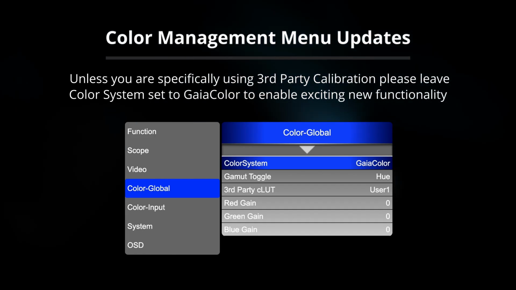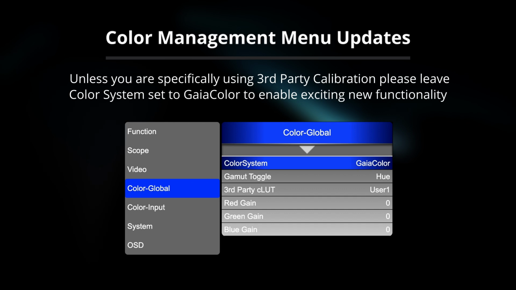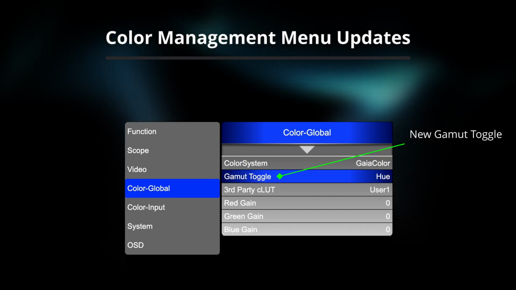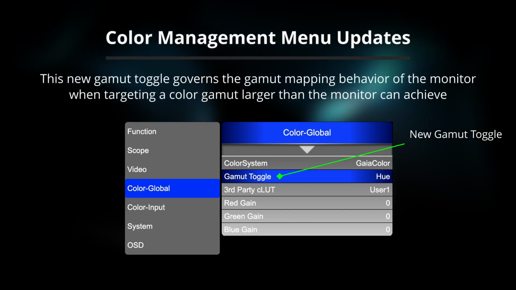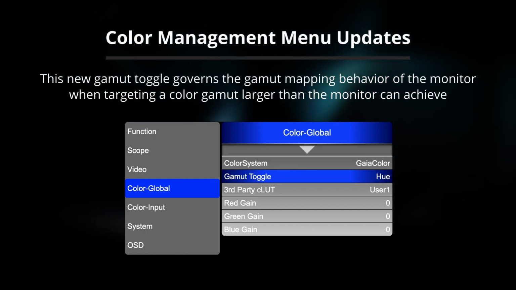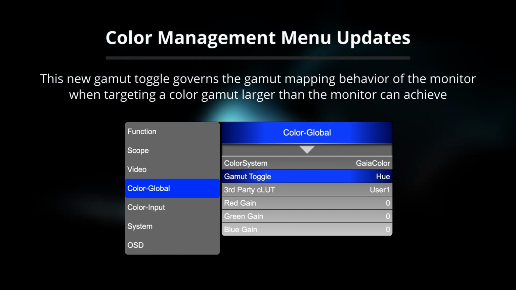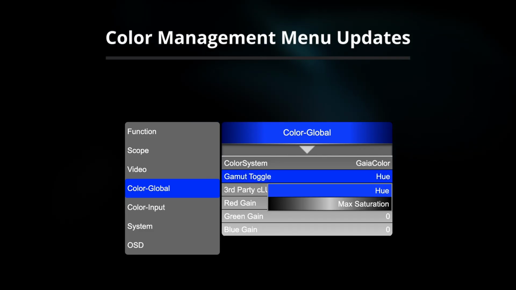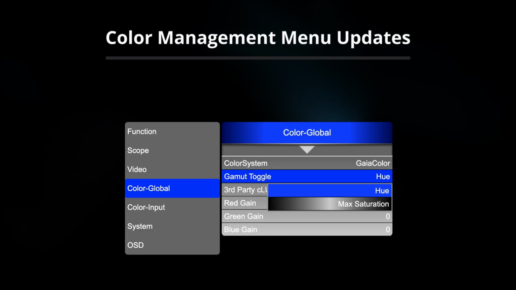Before delving into the color input menu, there's one more new menu item on the color global menu that we should cover, and that is the Gamut toggle. This new Gamut toggle governs the gamut mapping behavior of the monitor when targeting a color gamut larger than the monitor can achieve. You'll find two settings here: hue preservation and max saturation.